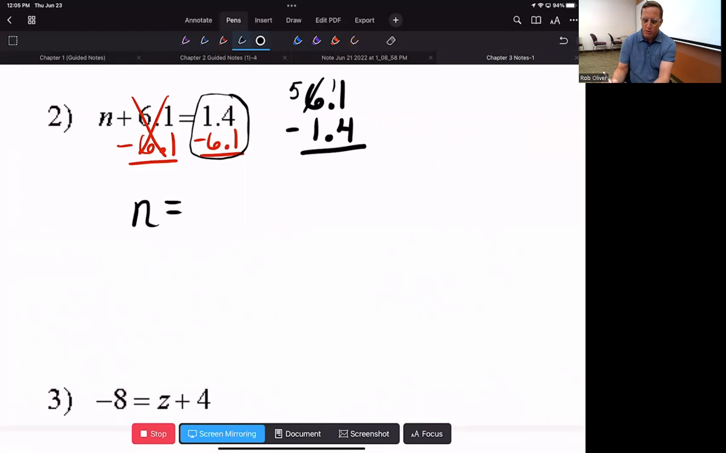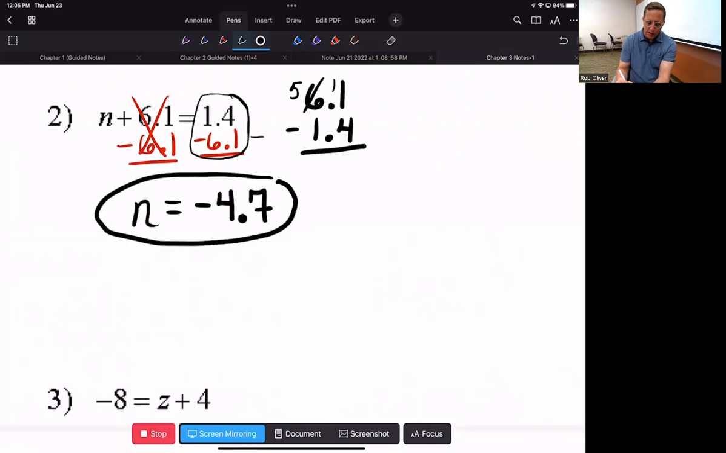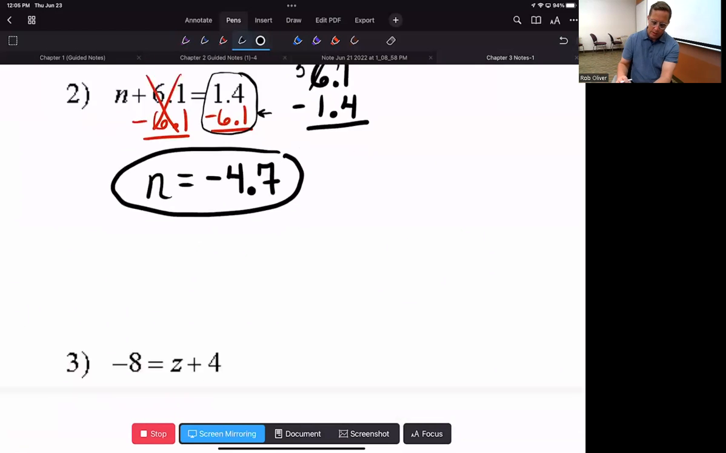And so just borrow, do all that stuff. And so you get 4.7. Is that what that is? Yeah, 4.7. And then it's going to be negative 4 7/10. And the reason that it's negative is because the negative number, negative 6.1, had a higher absolute value. So if you think of it like a battle, think of it like a war, the negatives win.